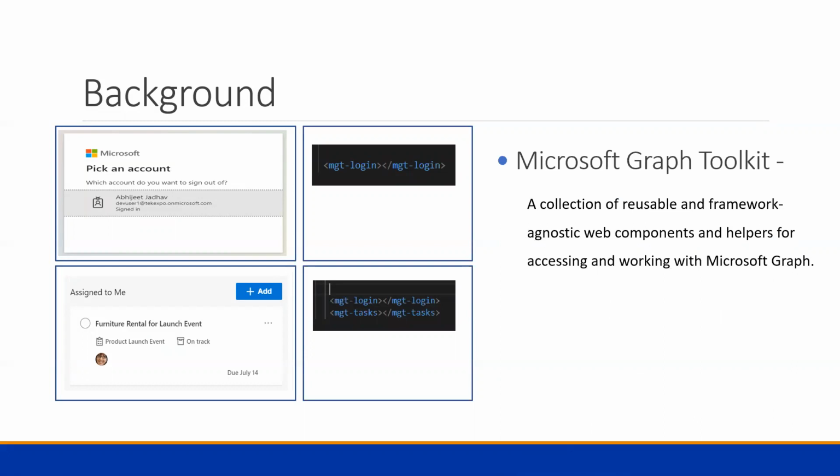By definition, Microsoft Graph Toolkit is a collection of reusable and framework-agnostic web components and helpers for accessing and working with Microsoft Graph. In short, Microsoft Graph Toolkit is a collection of web components. You can use these components as is, or these components are extensible and customizable with templating and CSS custom properties.